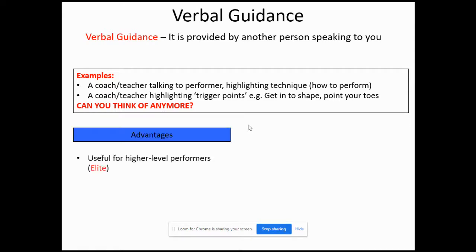Then, advantages of verbal guidance. Brilliant for elite athletes, okay? They understand what you're talking about when you say things to them. So it's obviously really good to use because it can be quick, it can be concise.